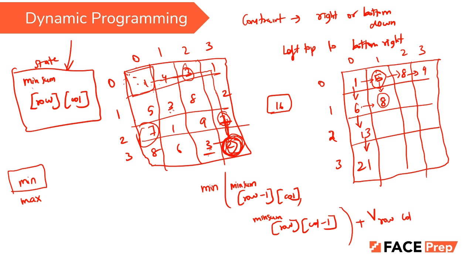So now again 13 and 8, what is the minimum value? 8. I add 1 to it. So this is going to be 9. So now 21 and 9, I have 9 as the minimum value. So the value at that place is 6. So I am adding 15 here.